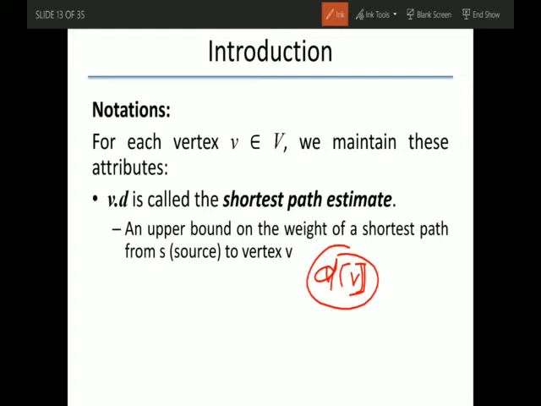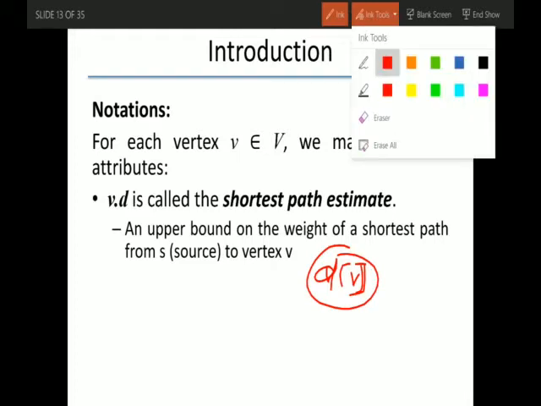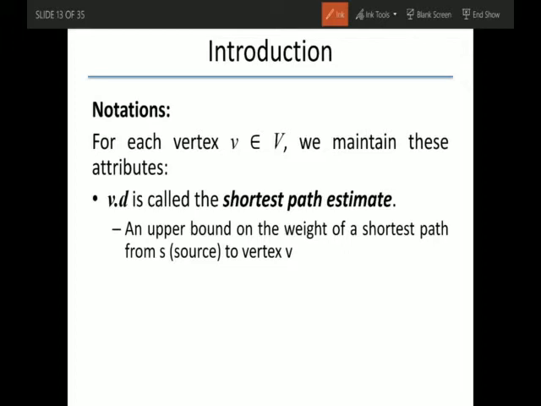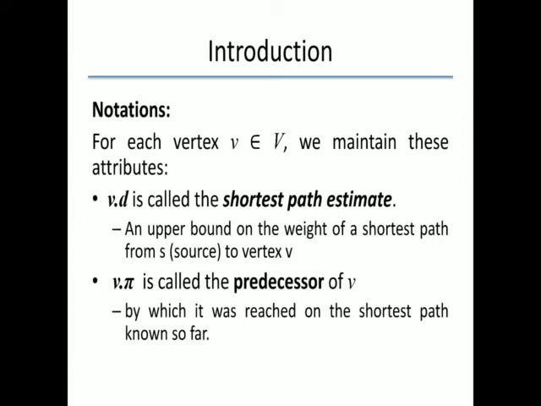For each vertex, we are maintaining a shortest path estimate, that is the shortest path value from the source to that particular vertex. And there is another attribute that we are maintaining, v.π, which is the predecessor of v, basically from which vertex it has reached v. These two notations we will use for all the algorithms, not only Bellman-Ford.